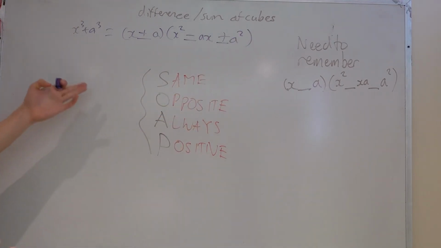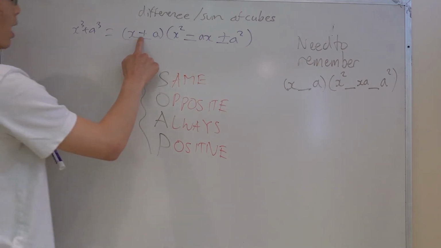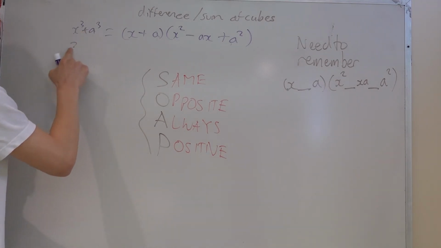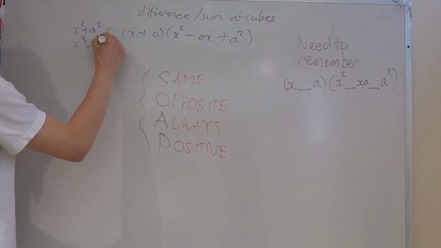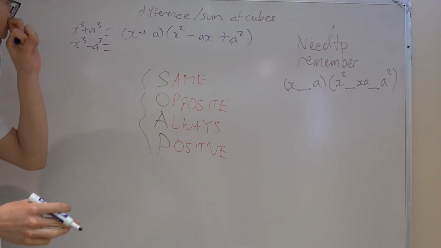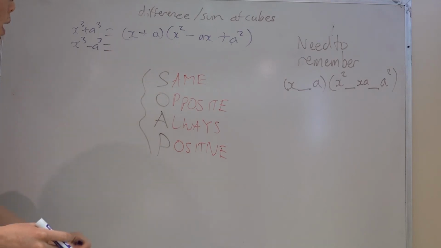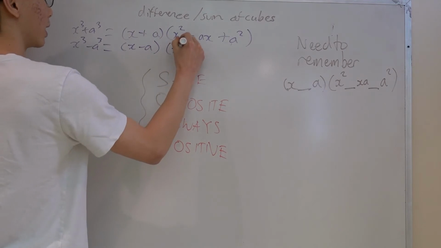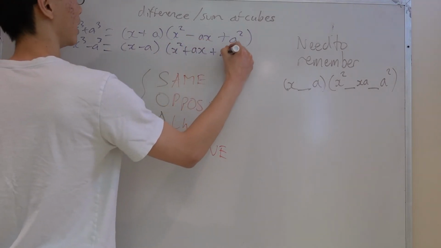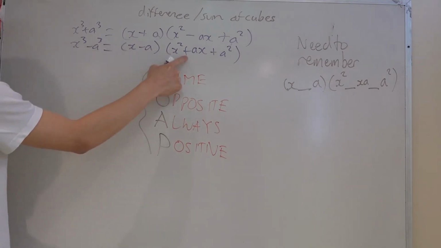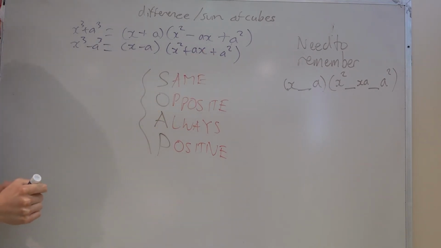You can rewind the video and check that this is the exact same formula that we had to begin with, right? So now try using this formula to write down x cubed minus a cubed in its factored form. Just pause the video right now and try it yourself to use this rule, and see if you get the following: x minus a, x squared plus ax plus a squared. So again, same sign, opposite sign, always positive. Okay, it's not that hard.